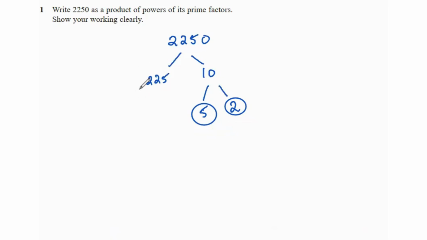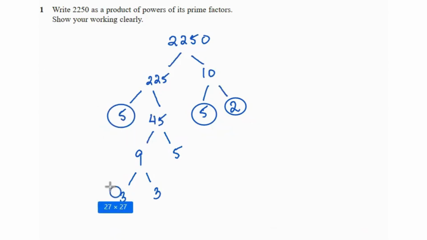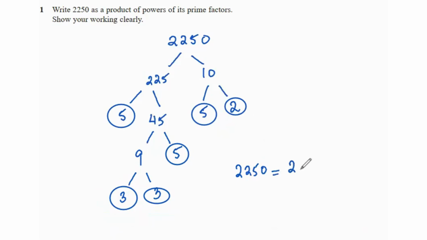For 225, we know it's divisible by 5. So that's going to be 225 divided by 5, which gives us 45. 45 is 9 times 5. 9 is 3 times 3. All of these numbers are prime numbers, so we cannot further break these down. So that means we can rewrite 2,250 as 2 times, we have 2 3s, so 3 square.